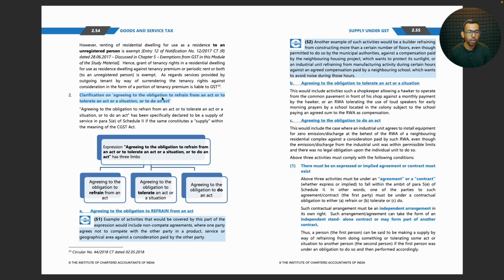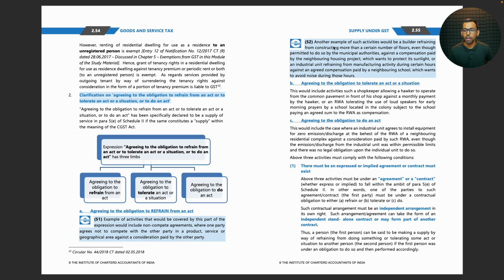Clarification on agreeing to the obligation to refrain from an act or to tolerate an act or a situation or to do an act. Okay, so it is considered as supply. Let us see what they are one by one. Agreeing to the obligation to refrain from an act. Examples of activities that would be covered by this part of the expression would include non-compete agreements where one party agrees not to compete with the other party in a product, service, or geographical area against a consideration paid by the other party.